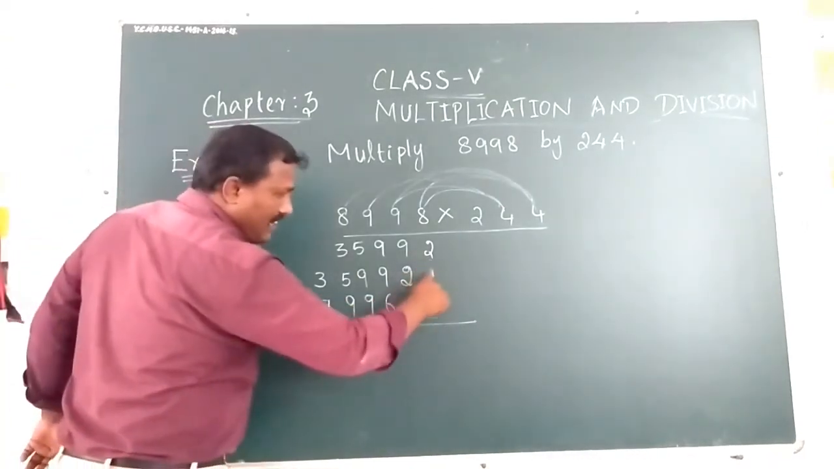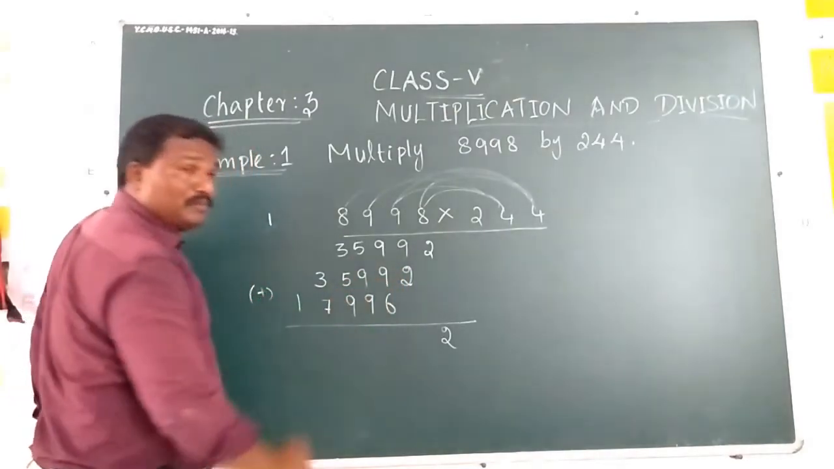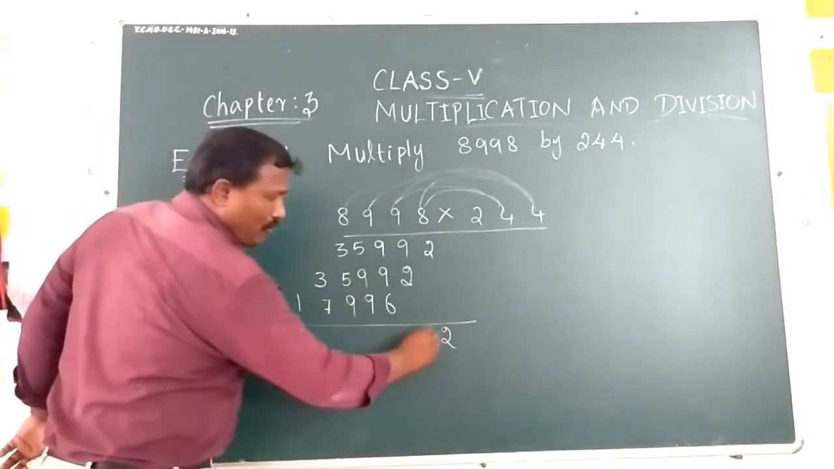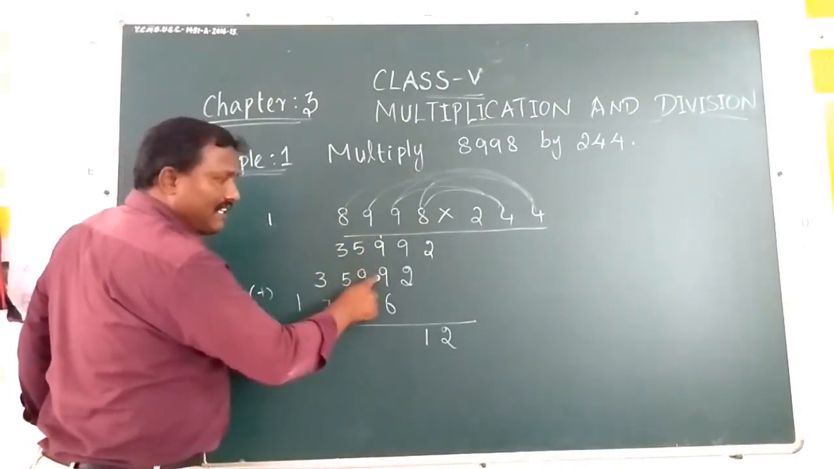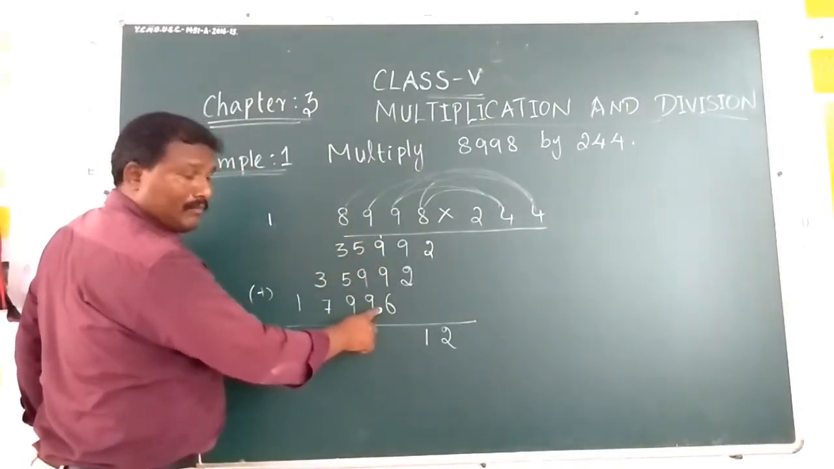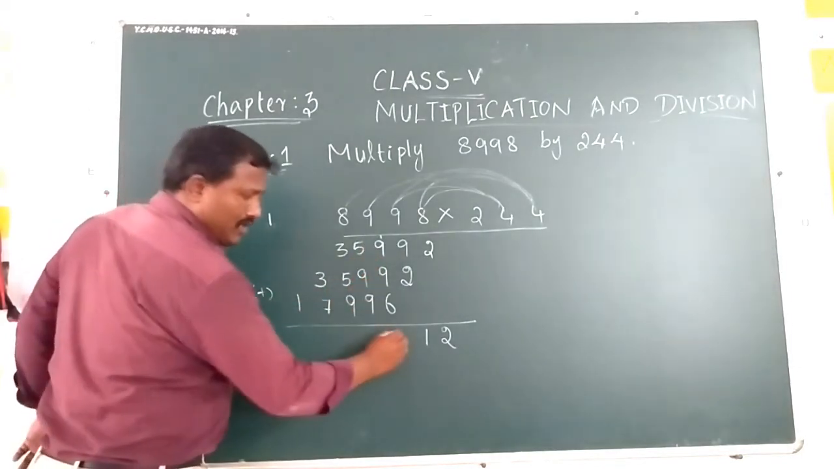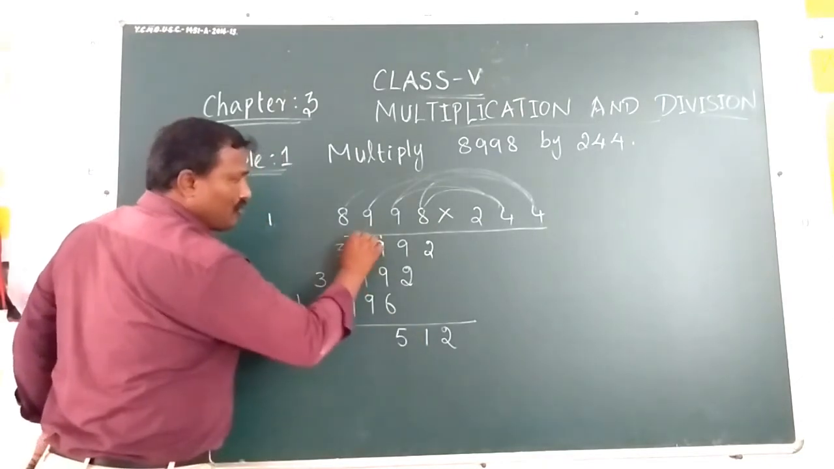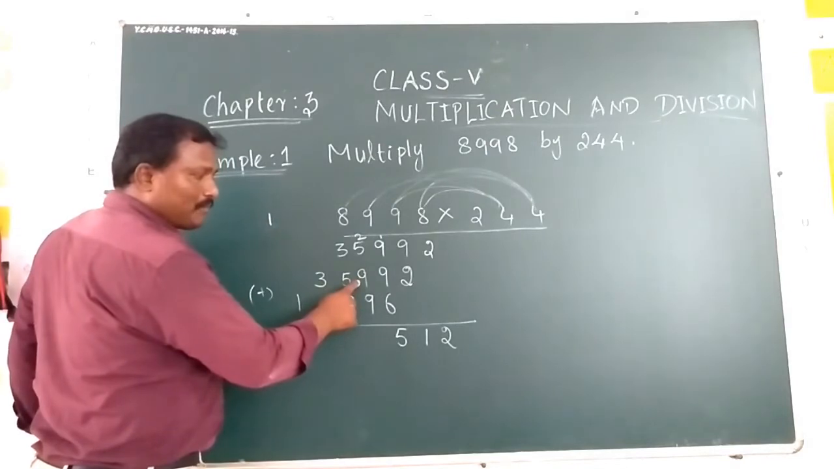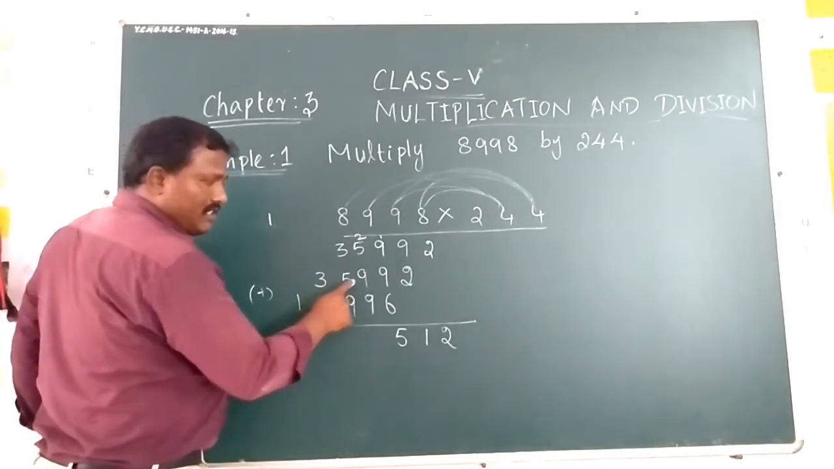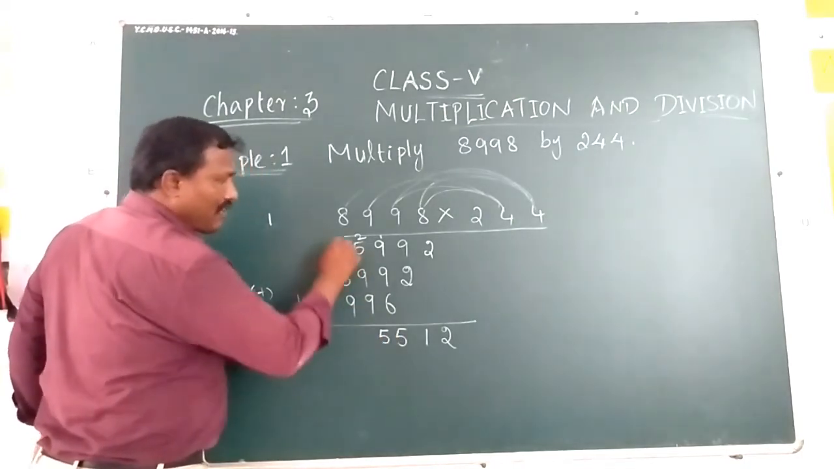Here there is no number, so write 2 as it is. 9 plus 2 is 11. So put 1, remainder 1. 9 plus 1 is 10. 10 plus 9 is 19. 19 plus 6 is 25. 5 here, remainder 2. So 5 plus 2 is 7. 7 plus 9 is 16. 16 plus 9 is 25. So 5 here, remainder 2.